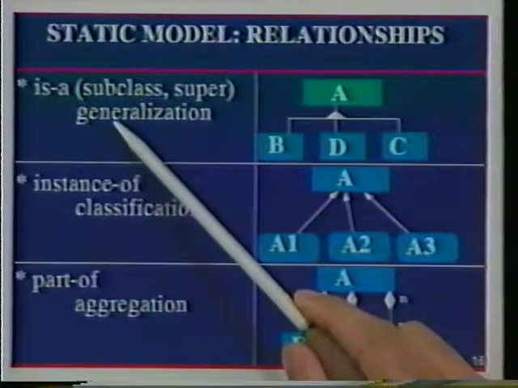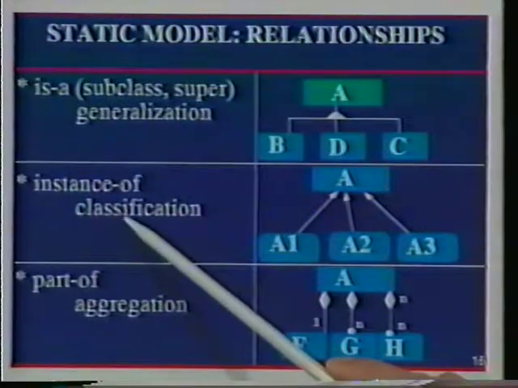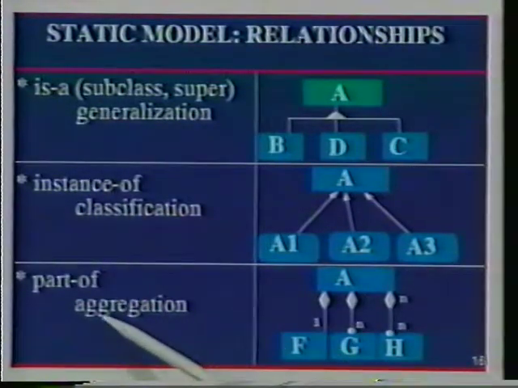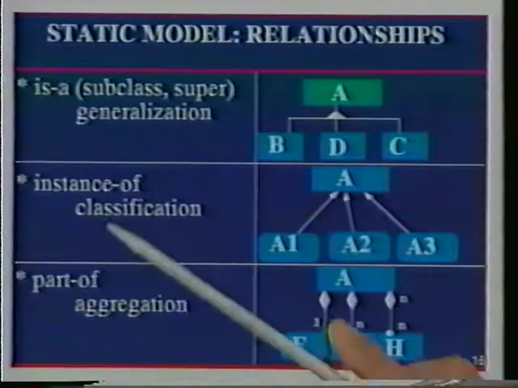Static model. There are several relationships that we talked about before. ISA, which describes generalization, instance of, which describes classification, part of, which describes aggregation or composition. Now, the word aggregation is used in a different sense in some programming languages and databases, where they use aggregation to mean collection objects or set objects. I'm going to use aggregation here to mean composition or a part of.